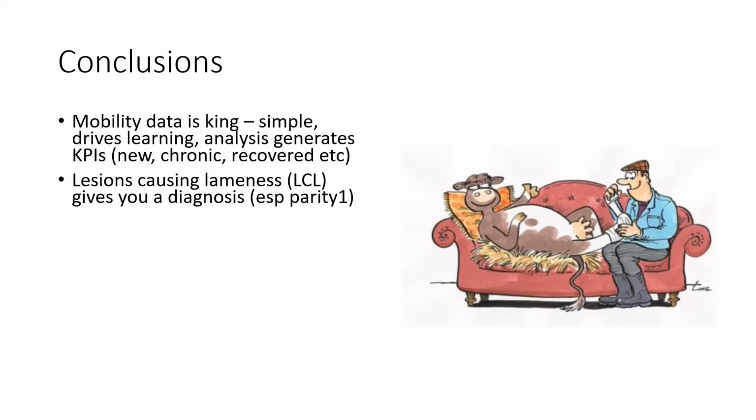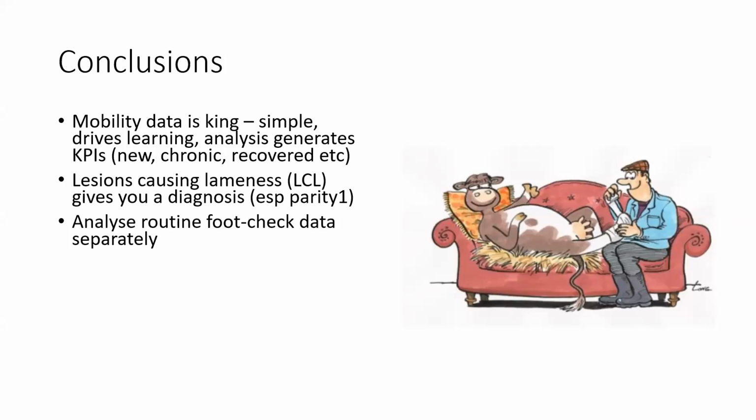It also enables us to proactively screen to generate better quality lesion-causing lameness, particularly if we can enhance the quality of that data capture at the crush side. So that is what gives us our diagnosis, particularly, again, if we're looking at parity 1 animals, which tells us what's happening here and now.